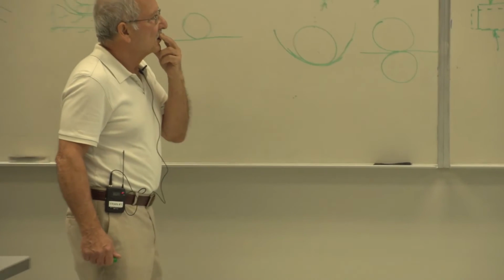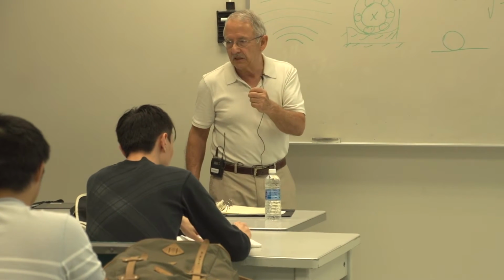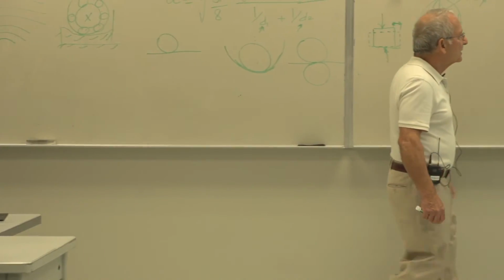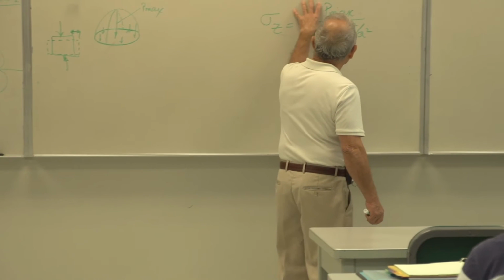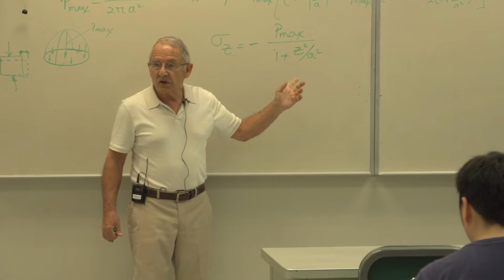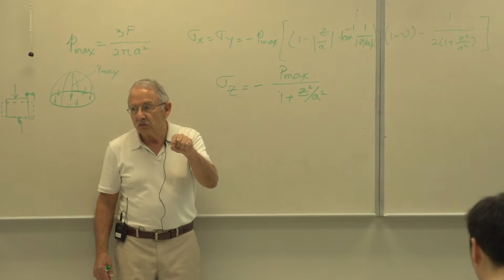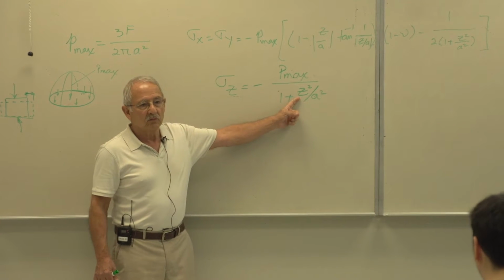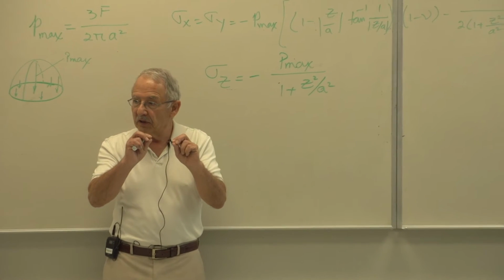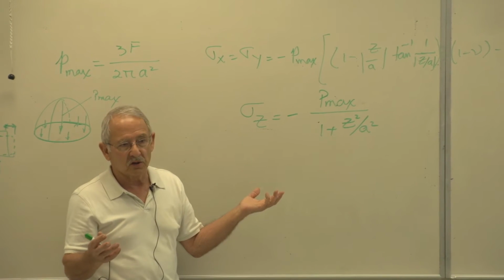A few words about these equations. The value of z is the value of the location at which these stresses are calculated. For example, if you want these stresses at the center of the contact patch, then z is 0. If you want it a little bit further than the center of the contact patch, the value of z will be non-zero.